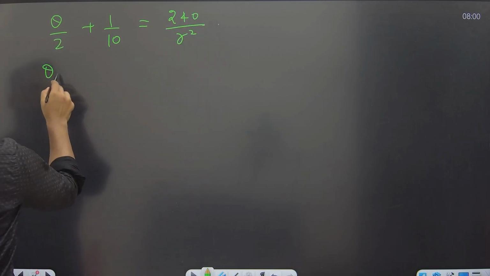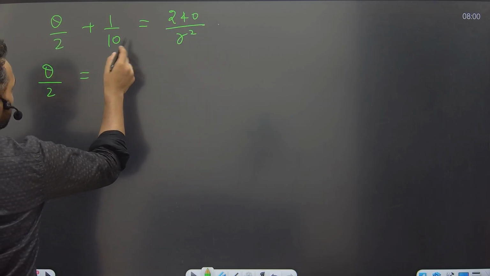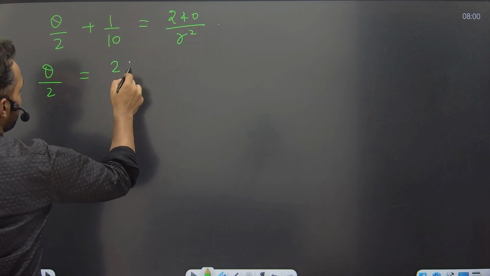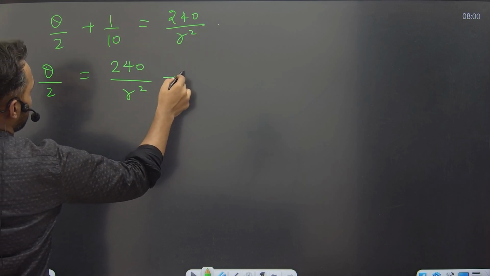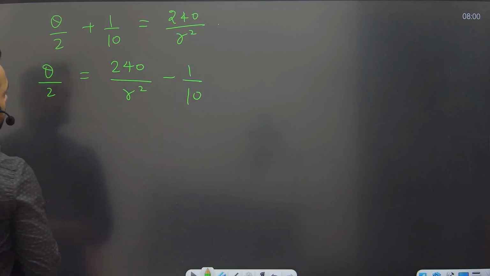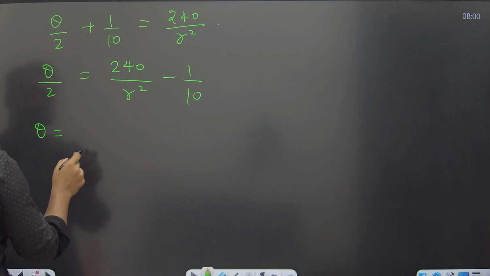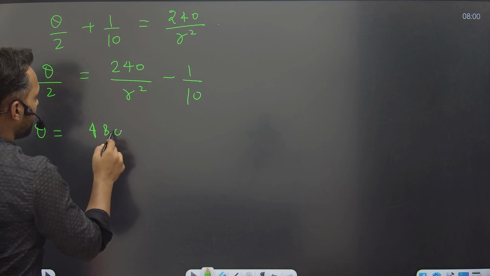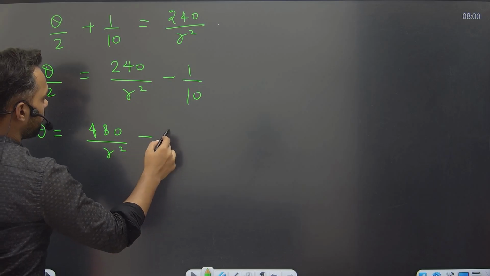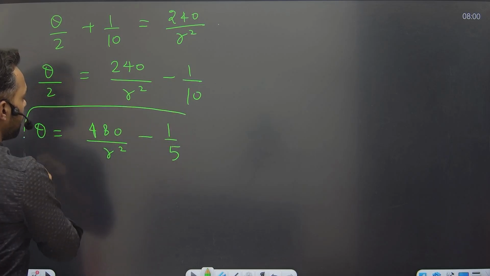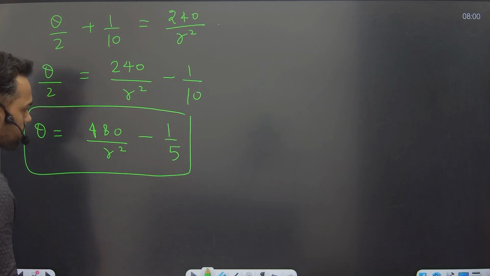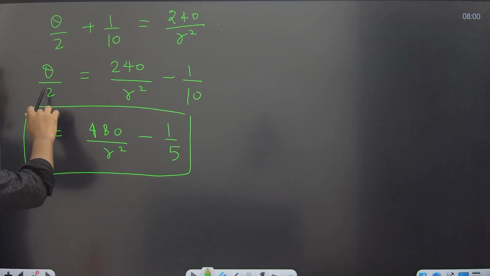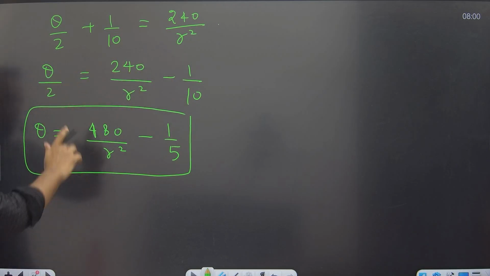From here, if we transpose minus 1 by 10 to the right hand side, it will be 240 by r square minus 1 by 10. Now theta will be given by 480 by r square minus 1 by 5. This is the value of theta, students. We have multiplied by 2 throughout this equation, so we have got this value.